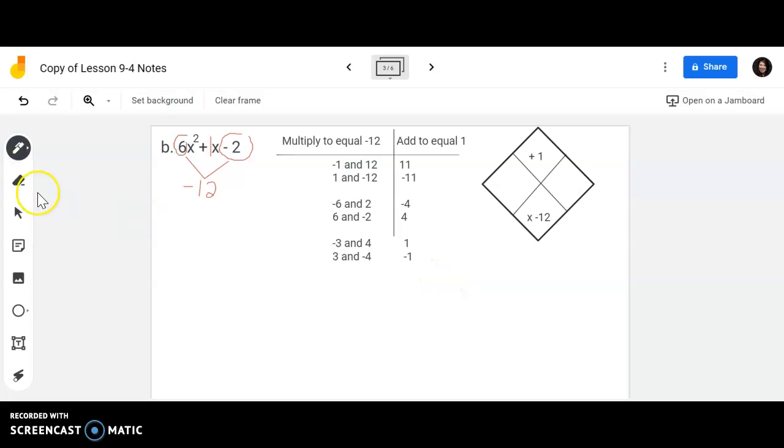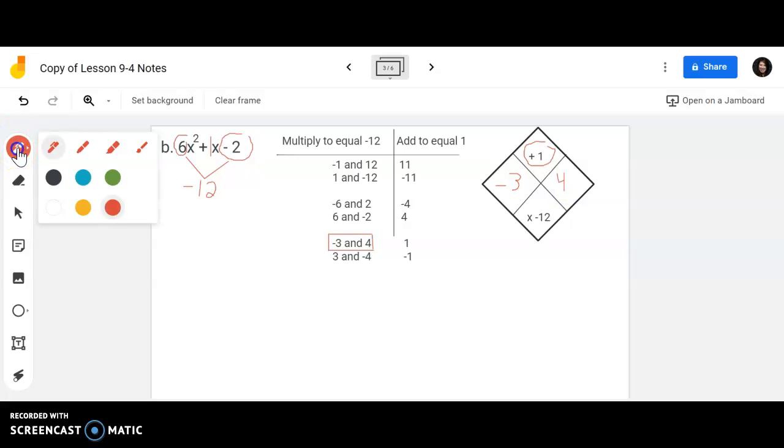So what's going to work? These all multiply to equal negative 12. Which one adds to positive 1? It's going to be these two factors, our negative 3 and our 4. So negative 3 and 4 will be our two factors.